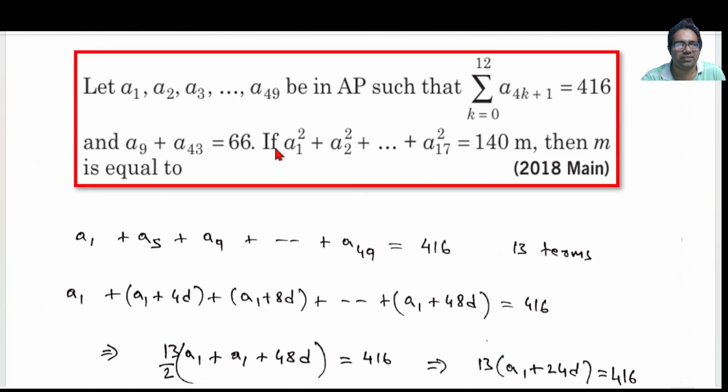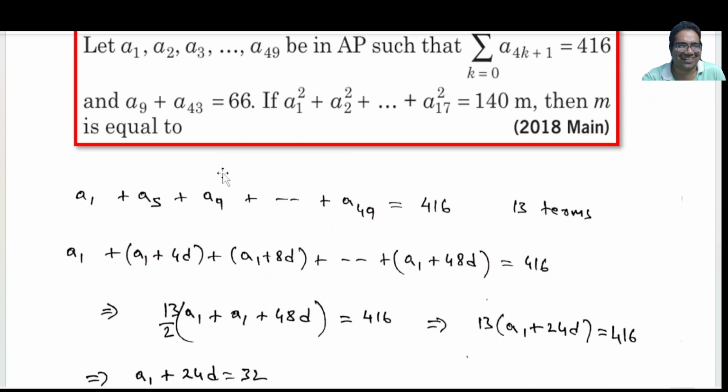So basically the sum of this series is equal to 140m, which means m is equal to 34. Right, guys? Thank you.